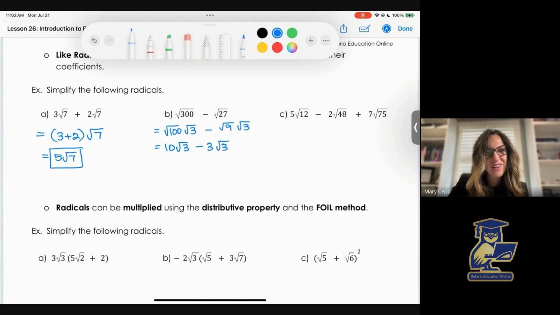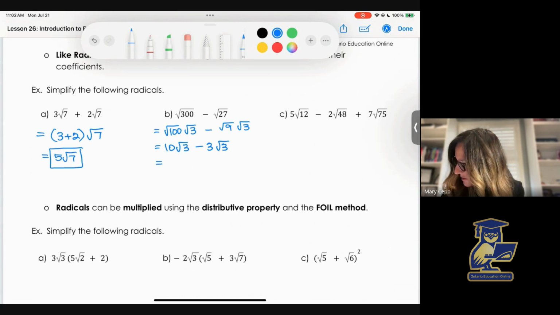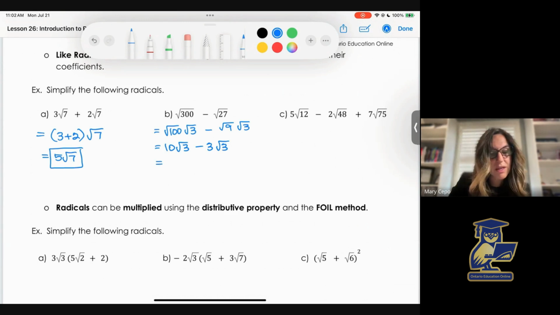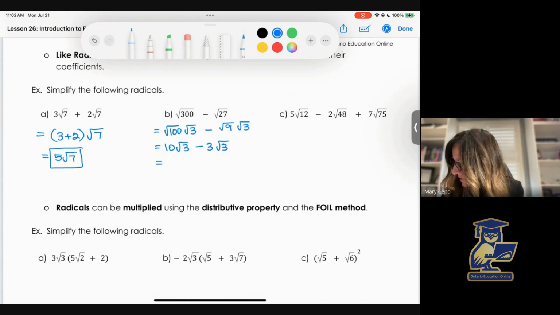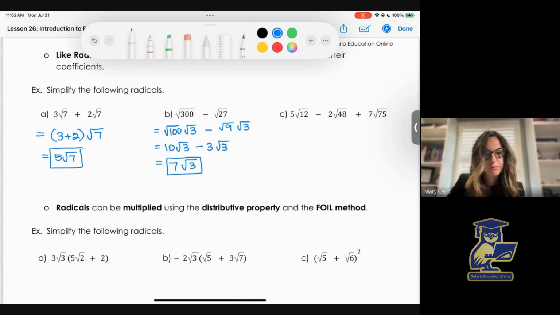Notice now we've created like radicals. Again, we keep the radicand, the radical, because those are like radicals, but we simplify the coefficients. So 10 minus 3, which would be 7√3.